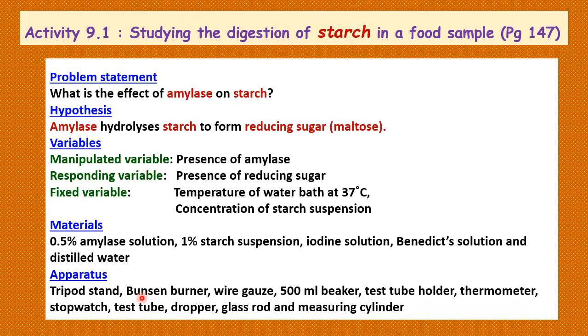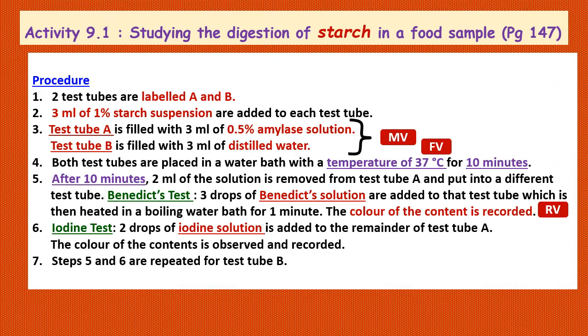Now, apparatus that we need: tripod stand, Bunsen burner, wire gauze, 500 ml beaker, test tube holder, thermometer, stopwatch, test tube dropper, glass rod, and measuring cylinder. So let's go on to the procedure.